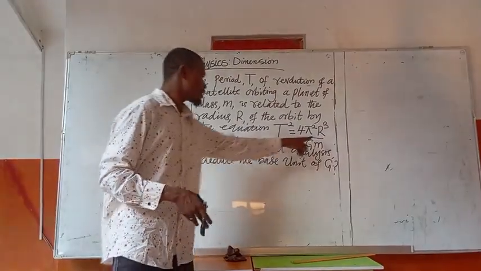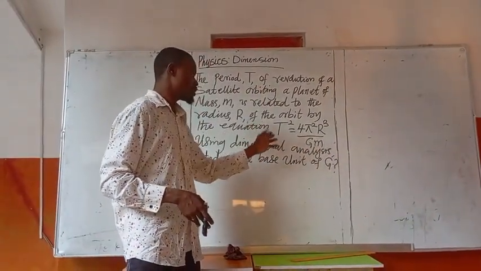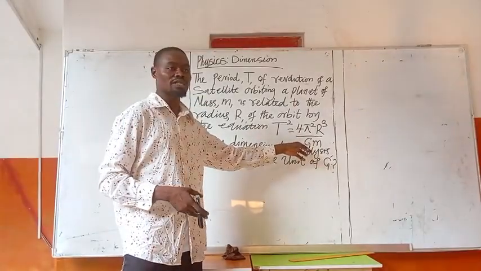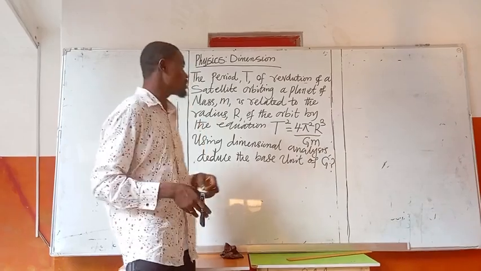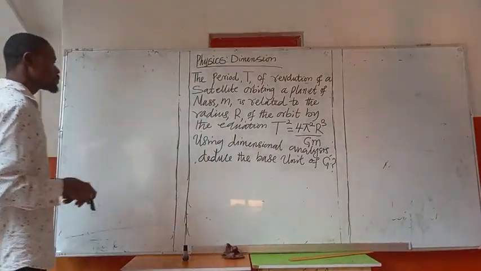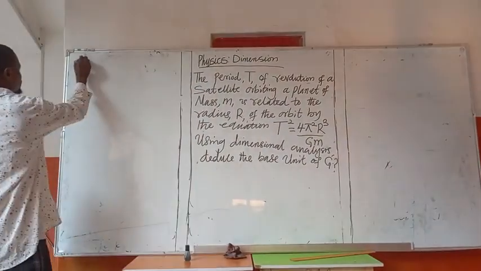Now, first of all, this is the radius r mentioned in the question. This is the period, this is the universal gravitational constant, and this is the mass of the orbiting body. Now, let's get started. Solution.